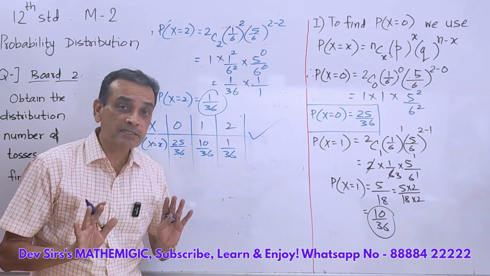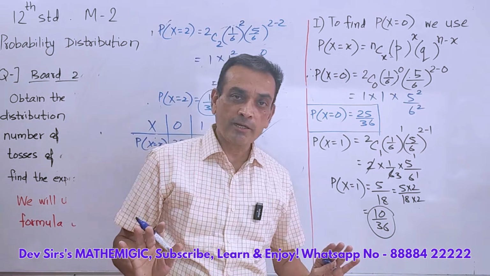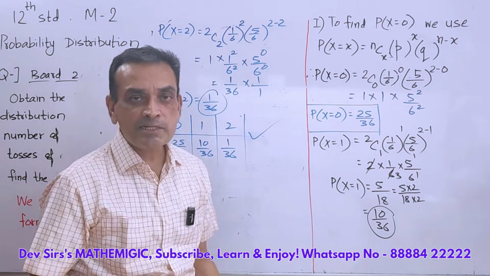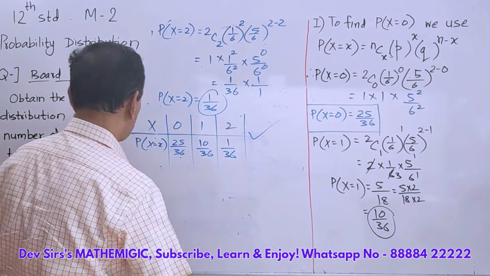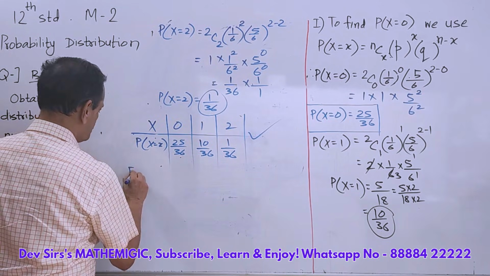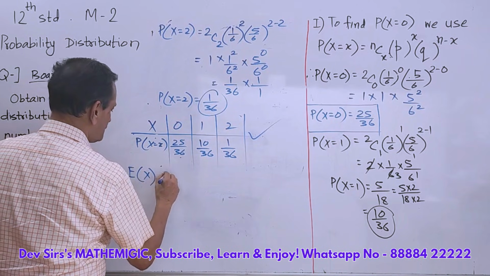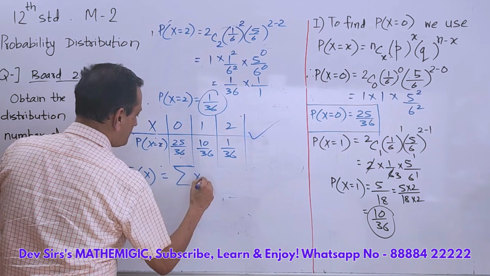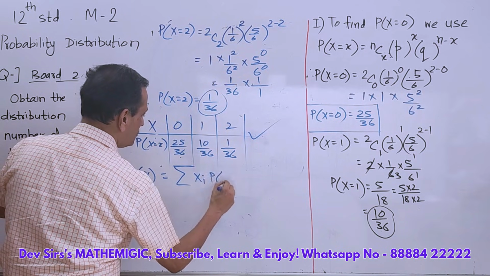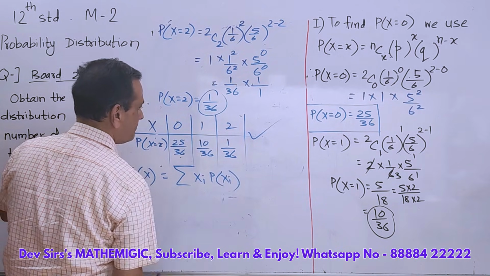Probability distribution table कैसा बनाना है? Absolutely clear. बायनोमियल से आसान हो जाता है. Now let us find E of x. Formula is summation xi into p of xi.